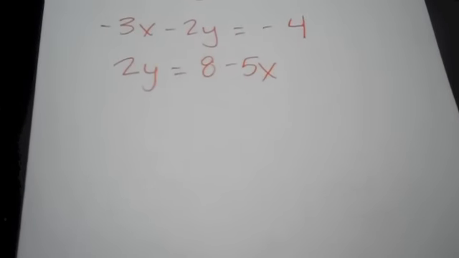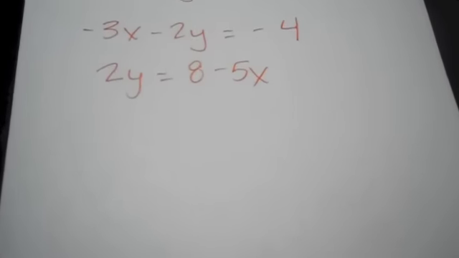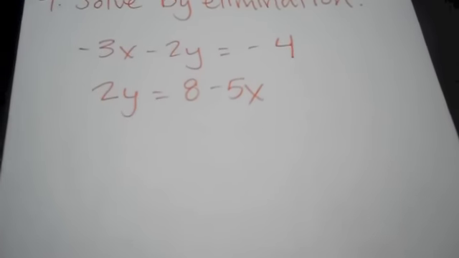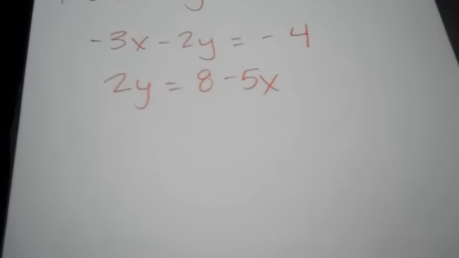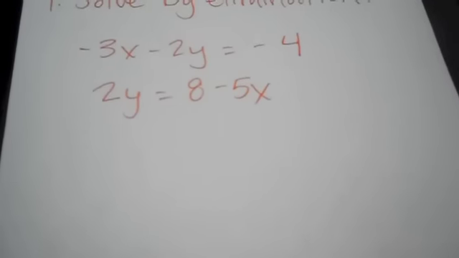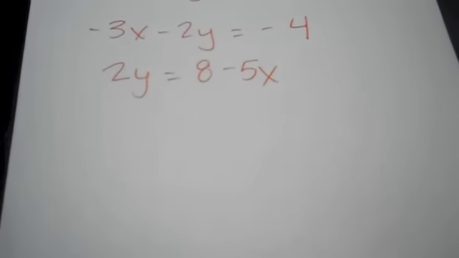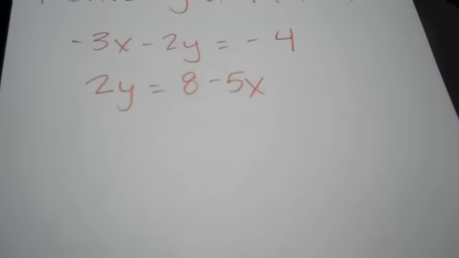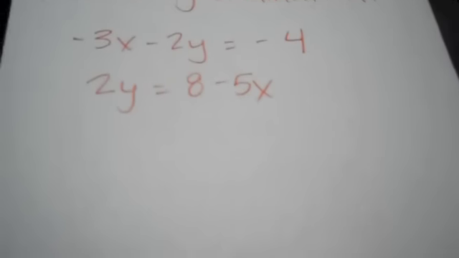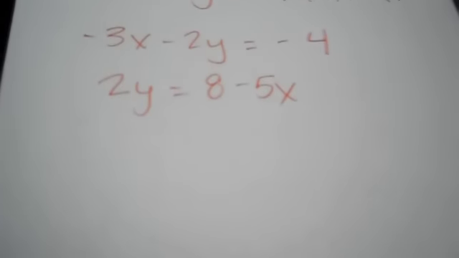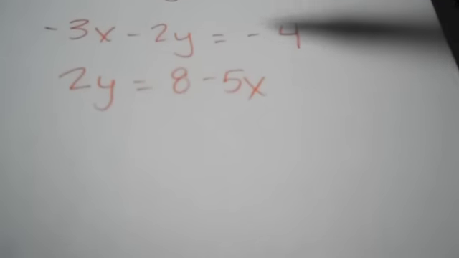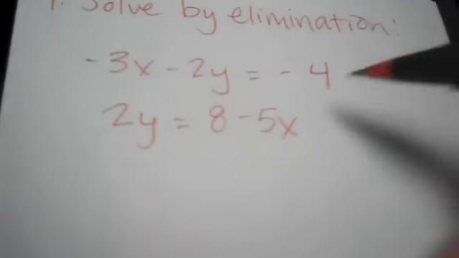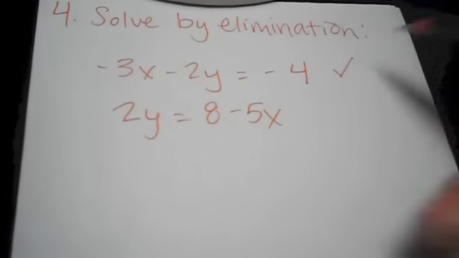Okay, so number 4 also says to solve by elimination, just like number 3. And remember on number 3 I said whenever we're solving by elimination, it's important that your equations have the x and the y on the same side, and also we have to line them up so that we can add the two equations. Alright, well we have x and y on the same side for minus 3x minus 2y equals negative 4. This one is good to go.